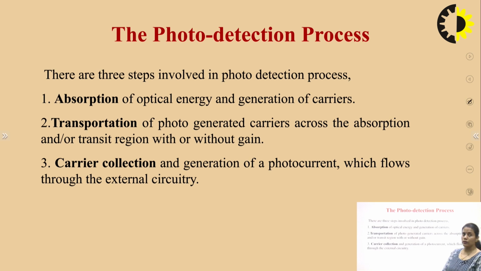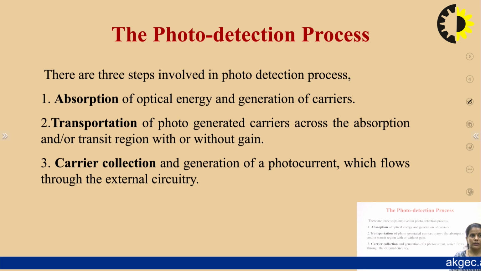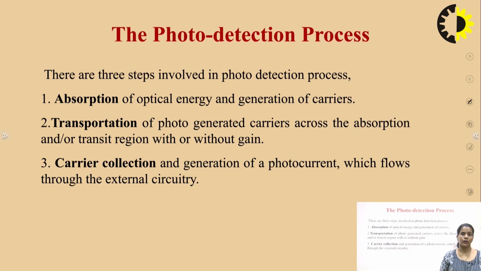So, what is the process? It consists of 3 steps, that is absorption, transportation and carrier collection. Absorption of optical energy and generation of carriers is the first step. When the optical energy is absorbed, it leads to the generation of carriers, that is the electrons and holes. Because the more the optical energy gets absorbed, the more the covalent bonds that get broken, and so it leads to the generation of carriers.